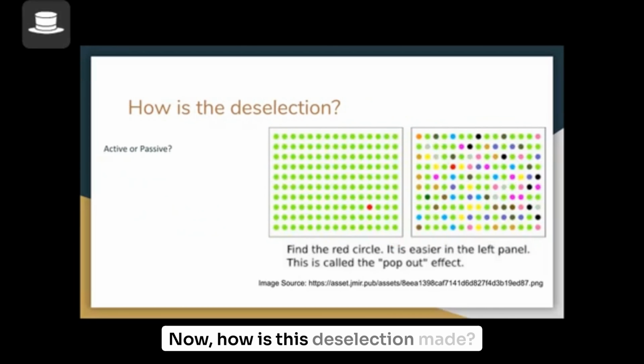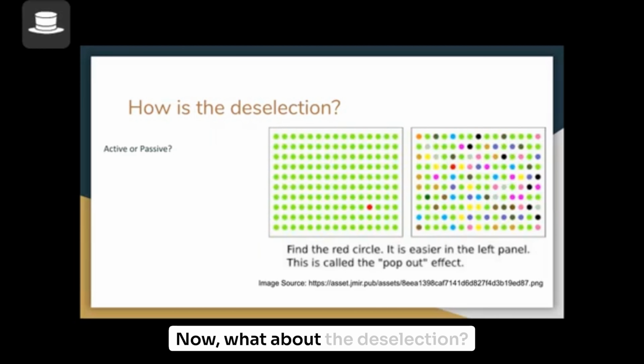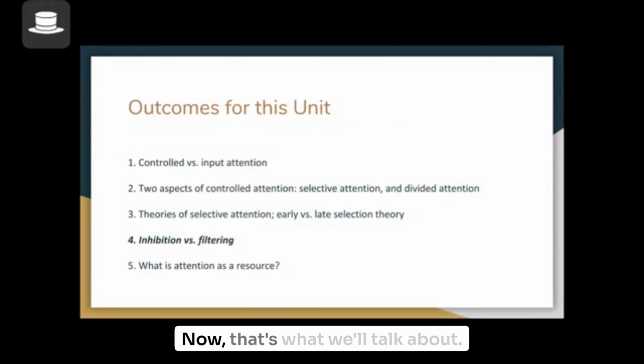Now, how is the deselection made? We know how we make the selection. Now, what about the deselection? You're selecting what you want to pay attention to. But what happens to the unselected? Is deselection an active process or a passive process? That's what we'll talk about.